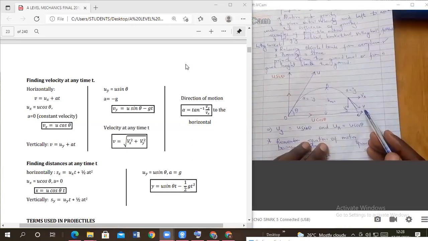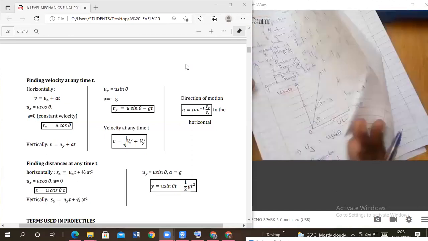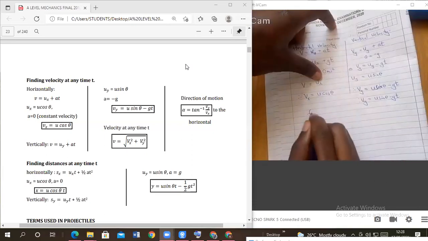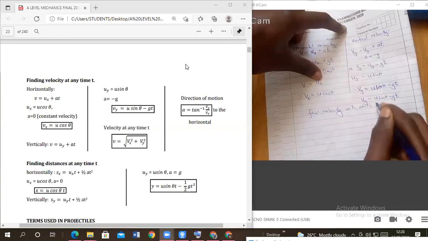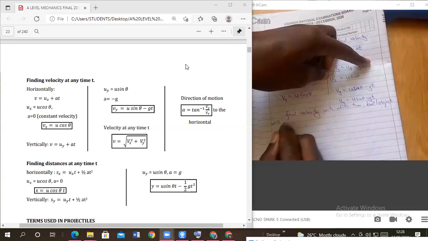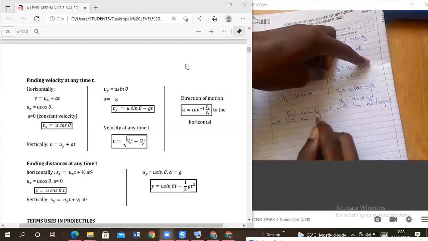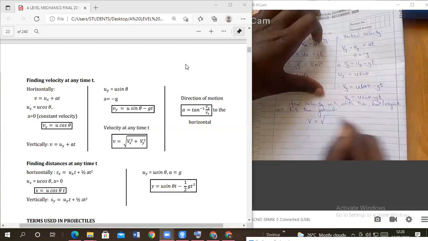I've seen this one, members. So we have got Vx, and we have also got Vy. Which means we cannot fail to get this using Pythagoras theorem. So the final velocity with which the ball or the object will hit the ground is going to be V equals the square root of Vx squared plus Vy squared.